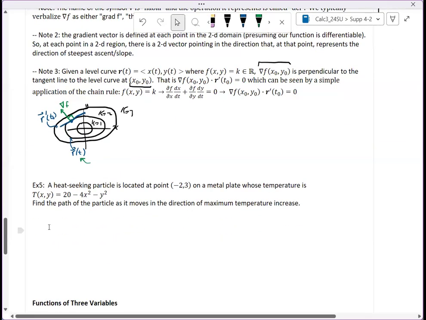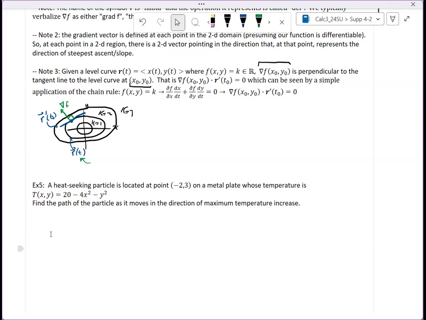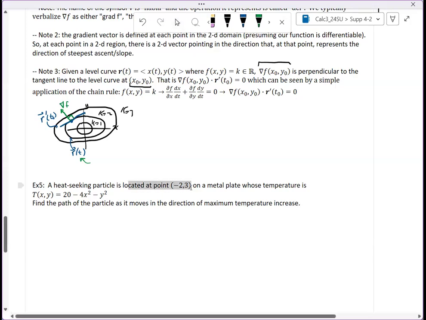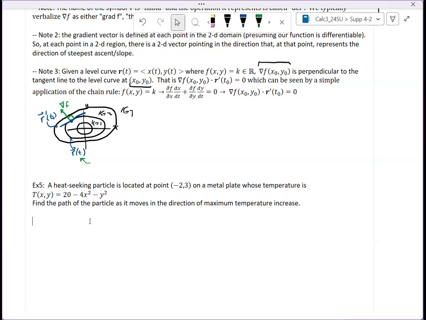Okay, so let's look at example 5 here. We have a heat-seeking particle. It's located at the point (-2, 3) on a metal plate whose temperature is given by this temperature function, 20 minus 4x squared minus y squared. So this has the highest temperature at x and y equals 0, 0. The temperature is 20 there, and then it decreases parabolically as we go away from the origin.